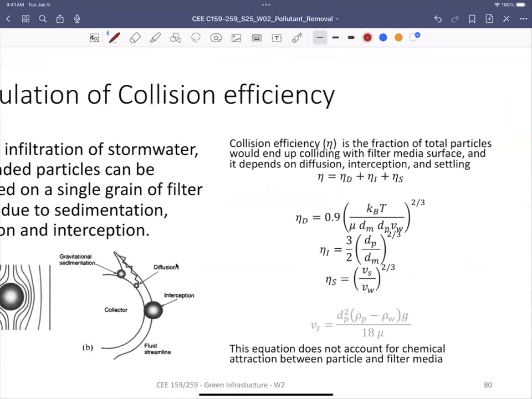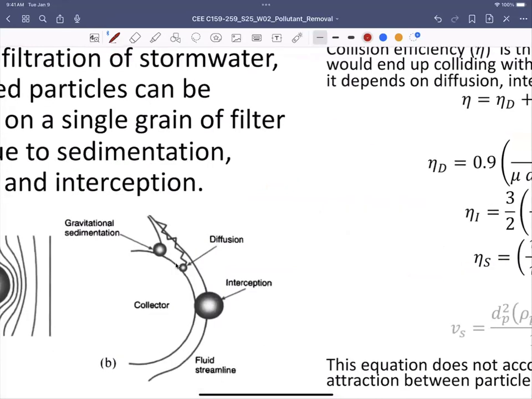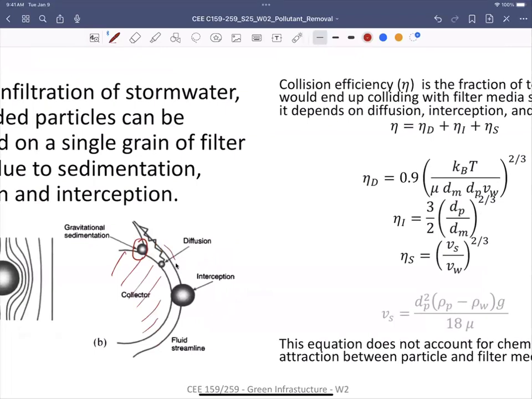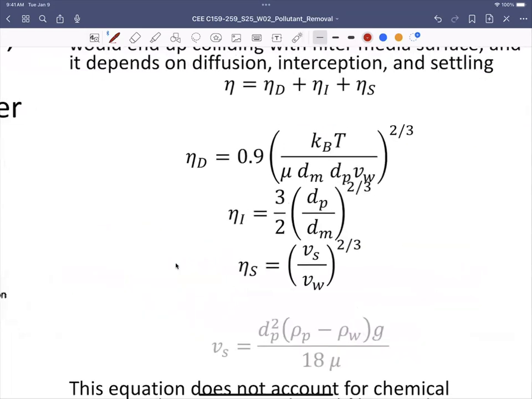It turns out the collision can occur in one of three processes. One could be sedimentation or just settling. The particle can just settle on the filter media particle or collector, so that's called sedimentation. Another is they can diffuse and stick to the surface, or they can be just intercepted when the water is moving adjacent to the particles. So this combination of three processes will determine how likely they will collide, because collision can occur by one of the three methods. These are the equations that determine those collisions based on each of the processes.